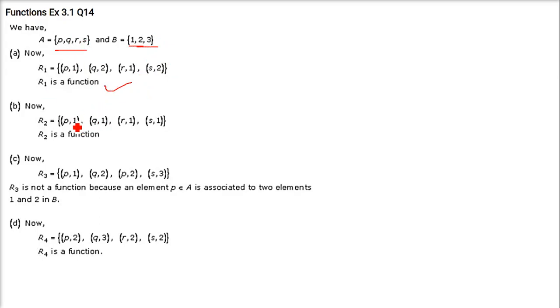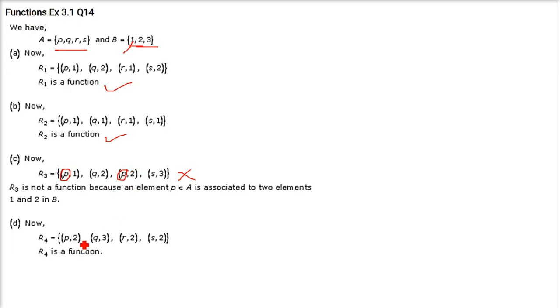Now coming to this one. P, Q, R, S are all different and they belong here. The second members 1, 1, 1, 1 don't matter. They belong to B, but may be repeated. So it is also a function. Coming to the third: (P, 1), (Q, 2), (P, 2), (S, 3). Here the first member P is repeated in two pairs, so it is not a function. We cannot have repetition in the first member of the ordered pairs. So this is not a function.